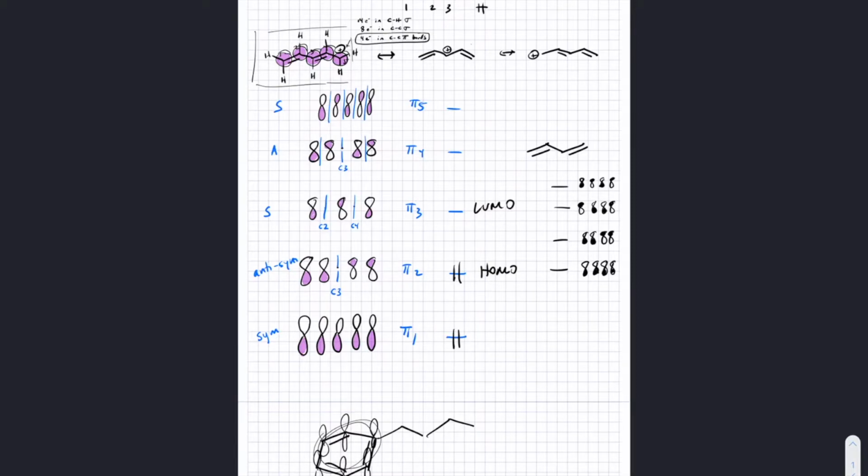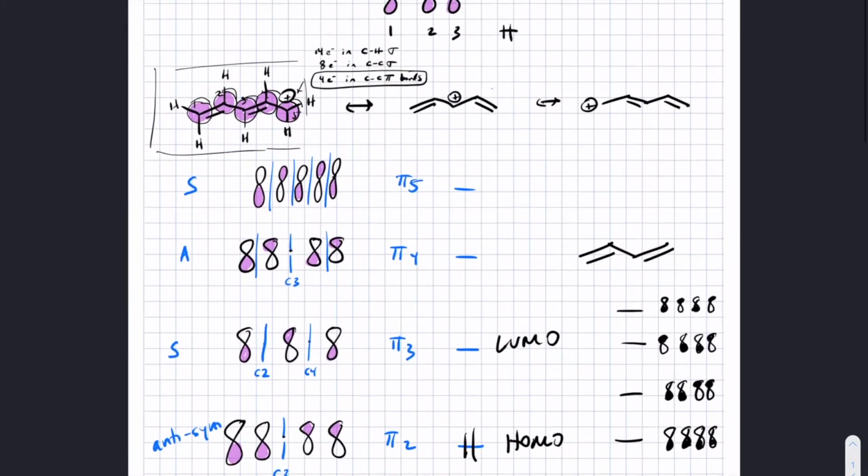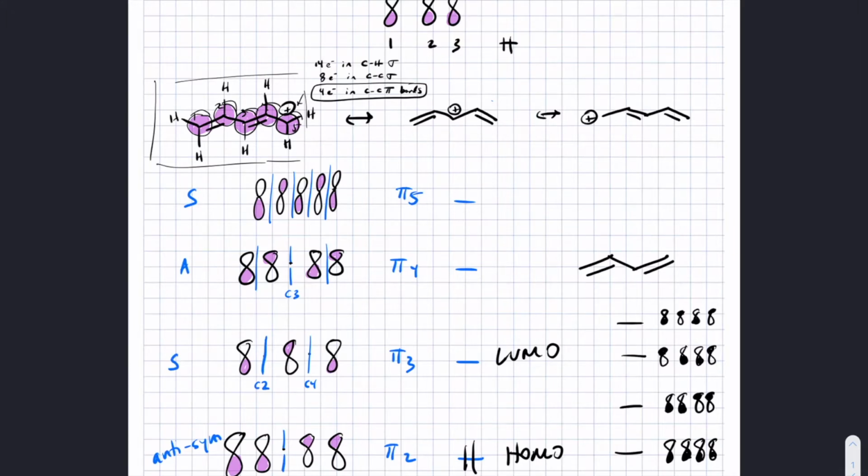What else? If you had a lone pair, it would have to be adjacent to the series of pi bonds in order to participate. In other words, yes, that lone pair counts. No, that one doesn't.